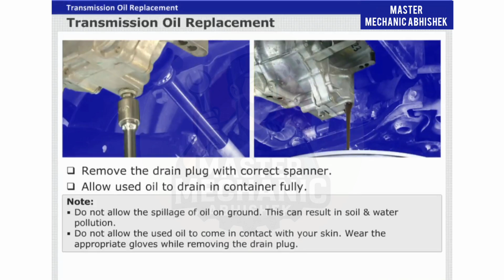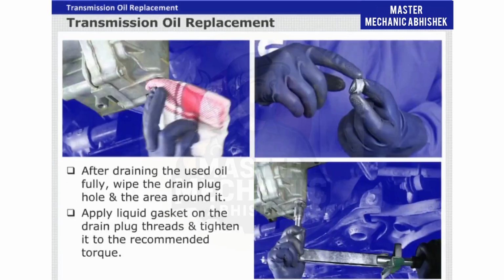Do not allow the spillage of oil on the ground. This can result in soil and water pollution. Do not allow the used oil to come in contact with your skin. Wear the appropriate gloves while removing the drain plug. After draining the used oil fully, wipe the drain plug hole and the area around it. Apply liquid gasket on the drain plug threads and tighten it to the recommended torque.